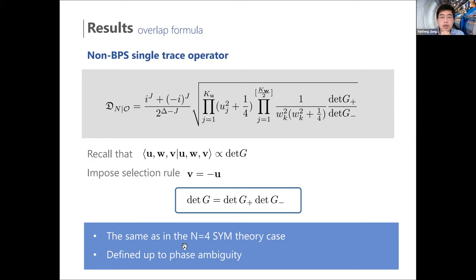There are two comments. The first comment is that indeed it is the same structure as we have seen in n equals 4, although this is an alternating spin chain with two momentum carrying nodes and so on. Another comment is that this formula is defined up to phase ambiguity, because we know the structure constants by themselves are ambiguous up to phase. So this is the result at weak coupling.